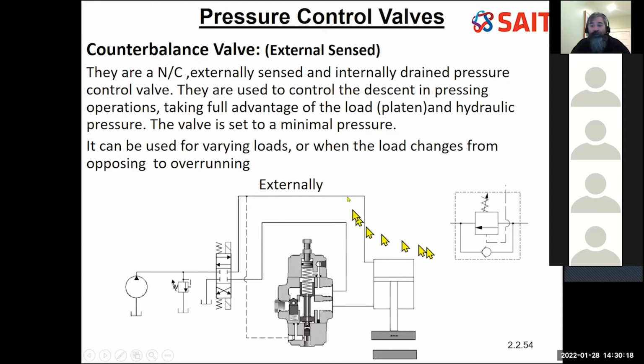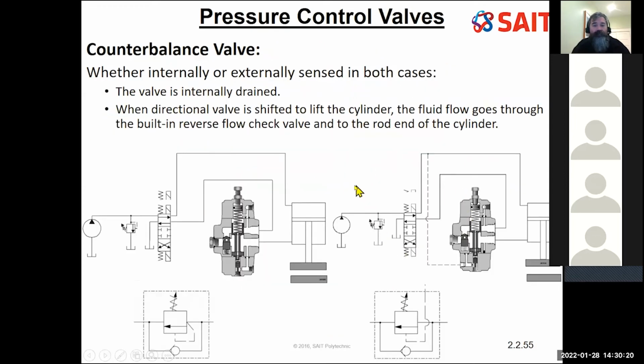Now, typically we don't use devices like this anymore, just internal or just external. Generally, a counterbalance today will have either just an internal or both an internal and an external. And that's for safety reasons. I'll talk about that probably a little bit later, or maybe in the lab when we do counterbalance valves, about a couple of deaths due to the wrong valve being installed. So whether internally or externally, it's still going to work. There are just some advantages to the external over the internal.